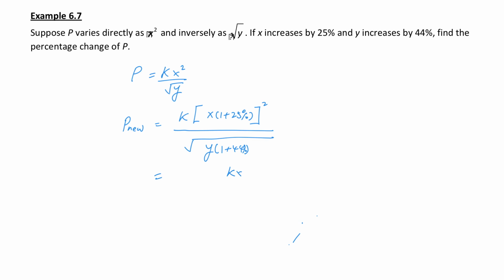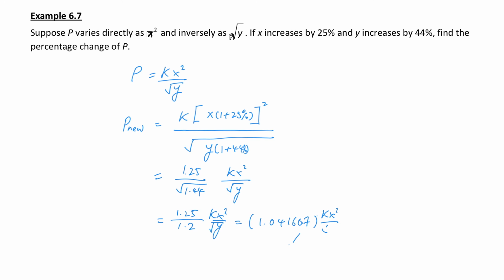Then, same idea, I take out the original one. We remain 1 plus 25%, that means 1.25 over square root of 1.44. It's 1.25 over 1.2. I do it step by step. So 1.25 divided by 1.2 is equal to 1.041667. The number is greater than 1, so I can change it to the percentage increase format. It's 1 plus 4.17%. Then P increases by 4.17%.